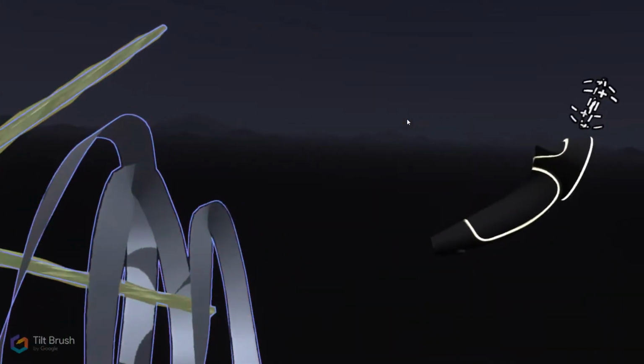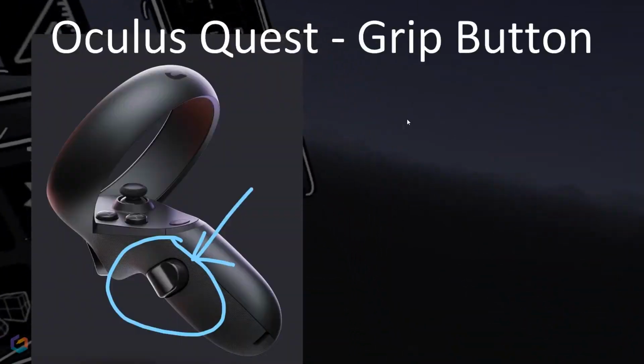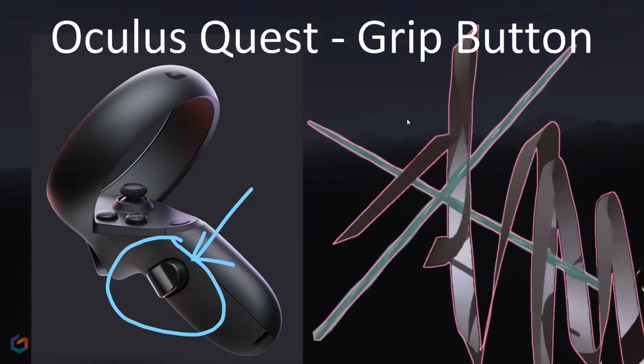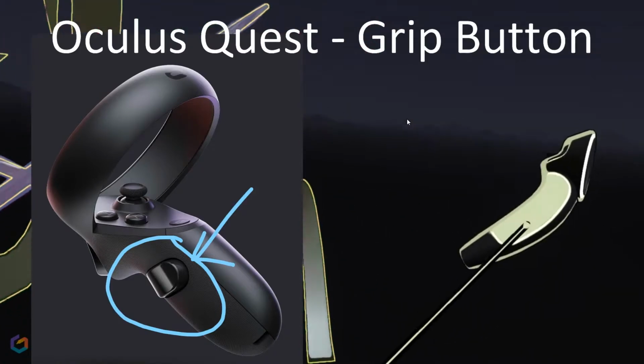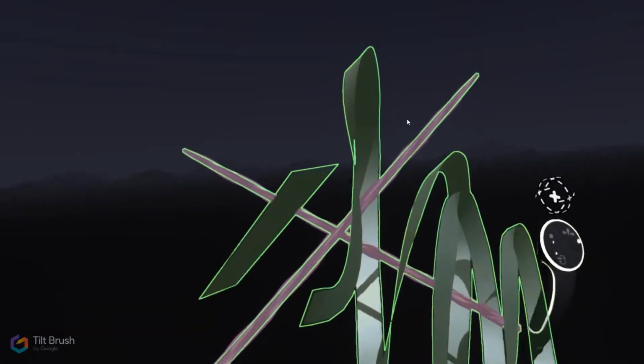You see I've got a grip here, and in the Quest, it's a little button. On the Oculus Rift and the Quest, it's an actual little button. But on this one, you literally just squeeze your hands on the controller to actually grip.